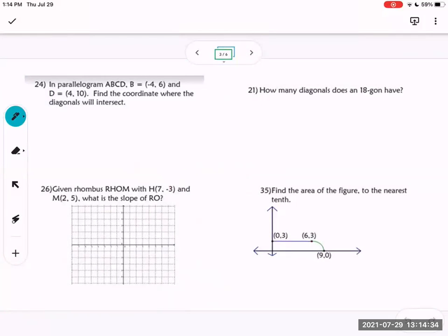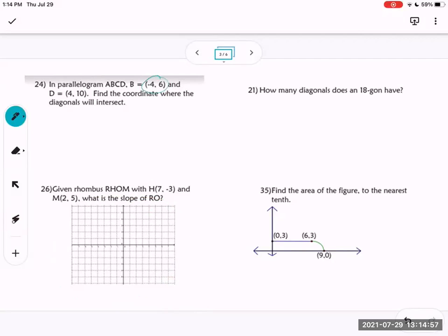All right. Next page, in the parallelogram ABCD, B is -4, 6, D is 4, 10. Find the coordinate where the diagonals will intersect. Okay. So you know it's a parallelogram. So I'm going to borrow this down here to do number 24.